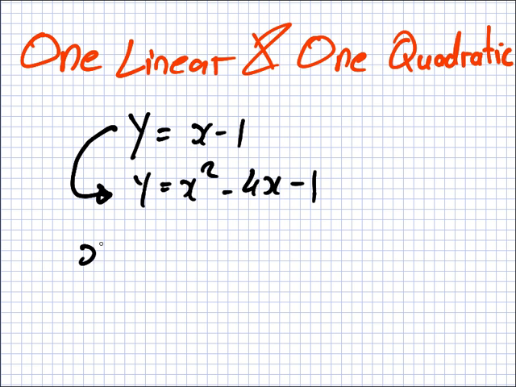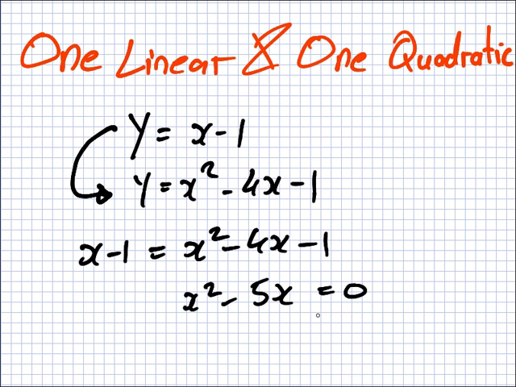Subbing this in, I get x minus 1 equals x squared minus 4x minus 1. That's x squared minus 5x equals 0. So that's x times x minus 5 equals 0. Great, so I have two values of x. What are they?